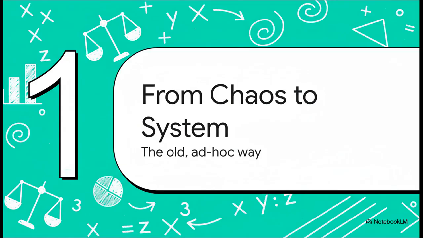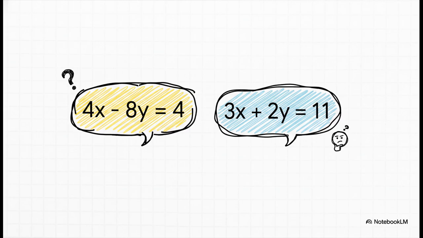All right, Section 1, From Chaos to System. Let's start by looking back at that old ad hoc way of doing things. Okay, so this probably looks super familiar, right? Just a simple system. Two equations, two unknowns, x and y. You look at that and you think, yeah, I can handle this, no problem.